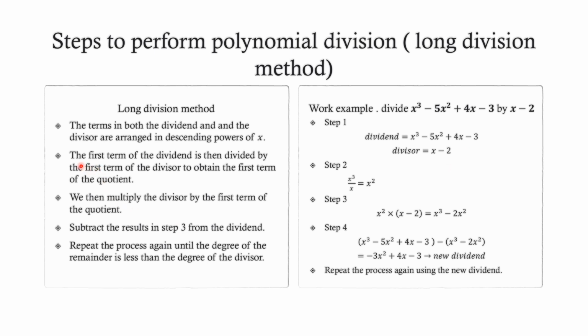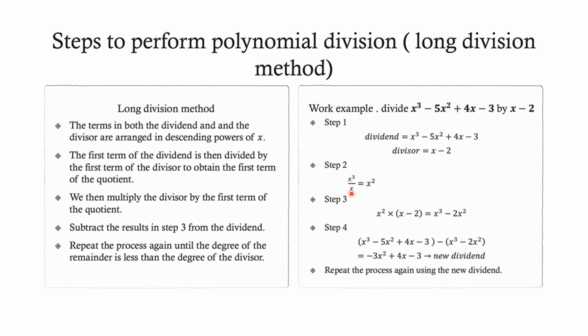Then the next step: the first term of the dividend. So come here, the first term of the dividend is x to the power 3. It is then divided by the first term of the divisor. So the first term of the divisor is x. So x cubed is divided by x to obtain the first term of the quotient.